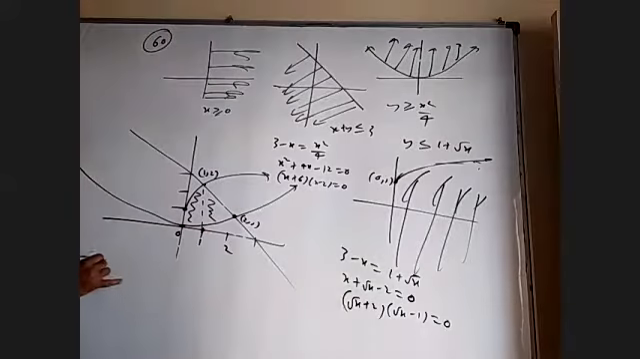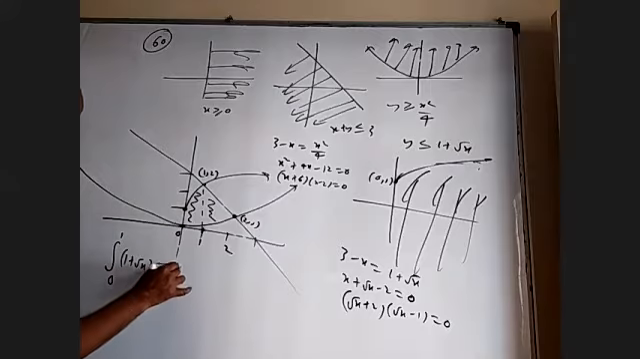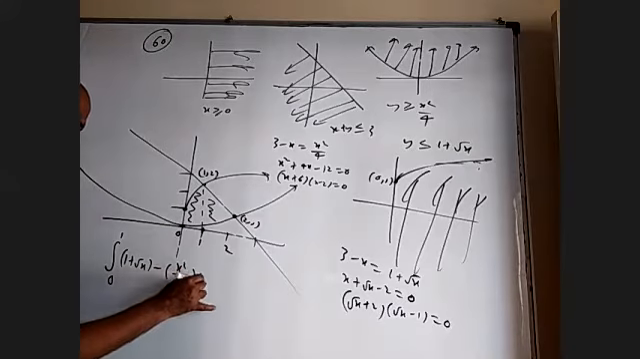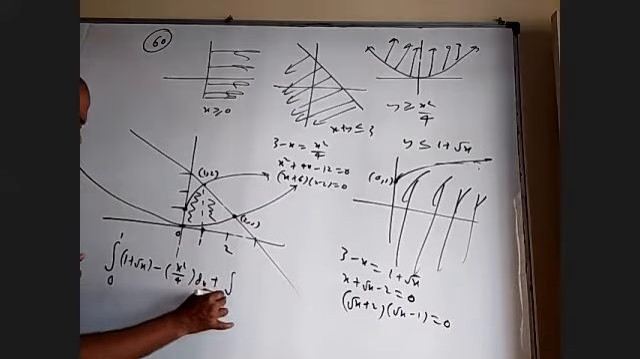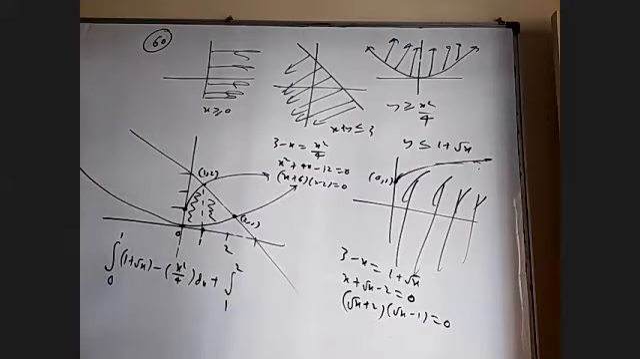So answer will be integral 0 to 1. The upper curve is 1 plus root x. And the lower curve is a parabola x square by 4 dx. Integral 1 to 2. Okay.